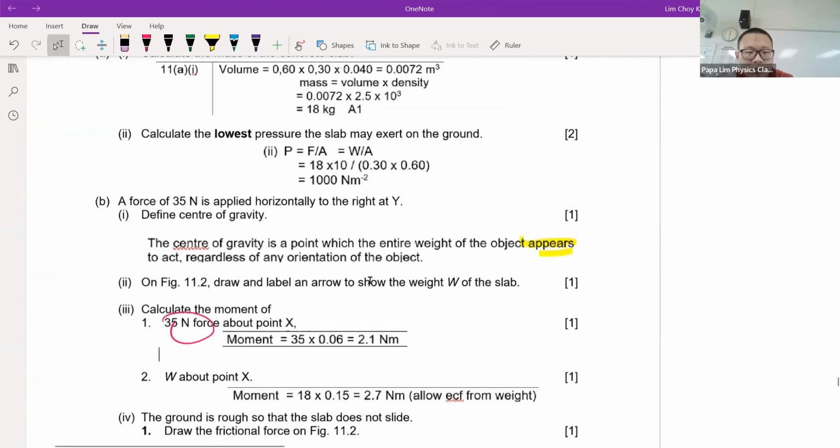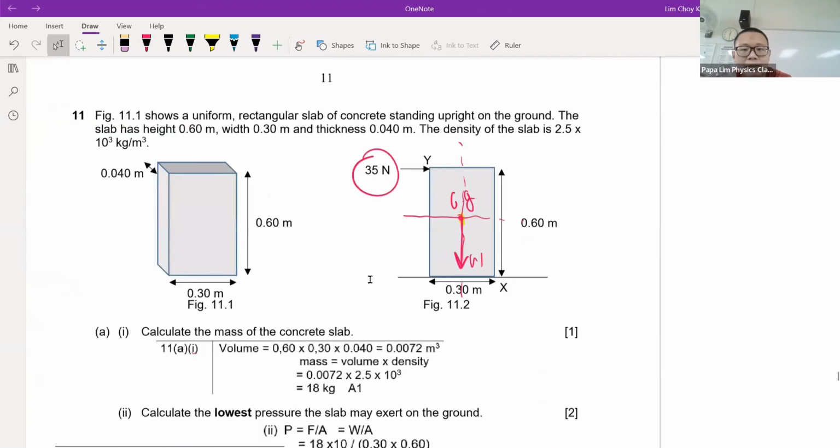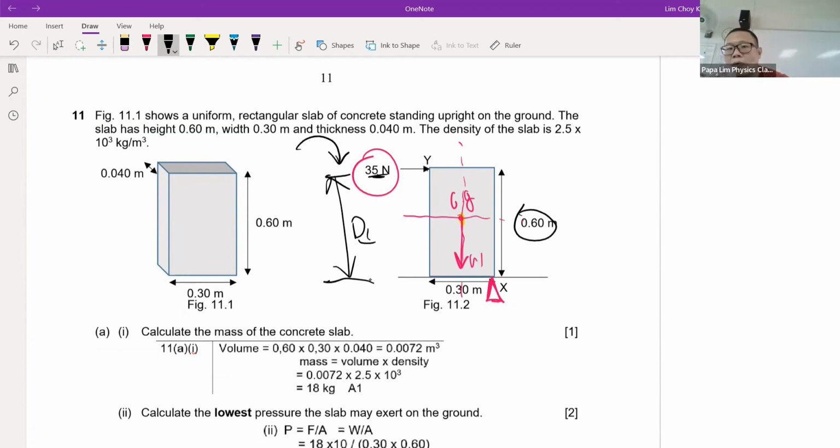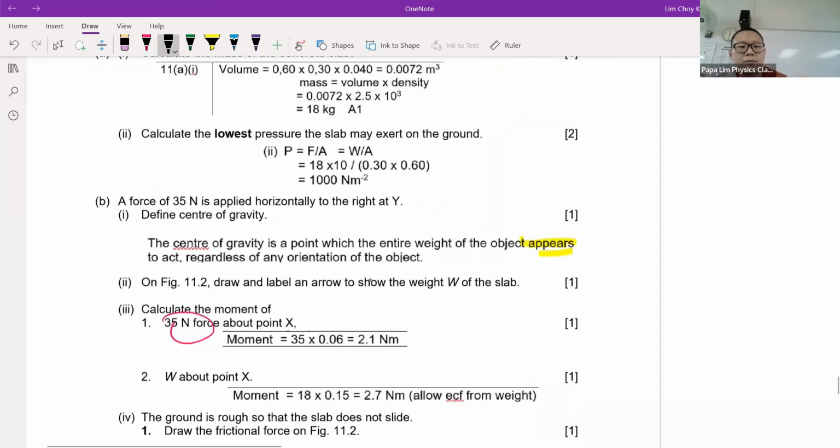the 35 Newton about X. So where is X? X is the pivot here. So 35 Newton is the force. The perpendicular distance between the force and the pivot will be here, so it will be 0.6. I will have the force, which is 35, and you'll know that the moment I'm looking at is actually a clockwise moment. So you substitute into the formula and you get the answer straight away at 2.1 Newton meter.